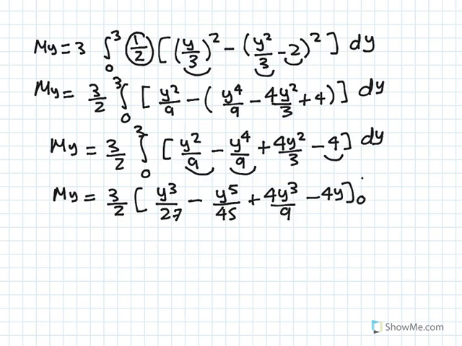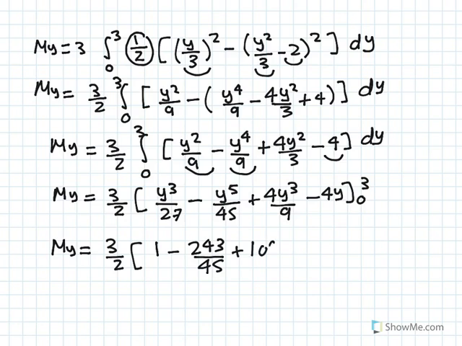Now apply the fundamental theorem of calculus, put the upper limit in and the lower limit. Putting the upper limit, we get 3 cubed, that's 27 over 27, which simplifies to 1. Minus 3 to the power of 5, divided by 45, that gives us 243 divided by 45. Plus 3 cubed is 27 times 4, that's 108, divided by 9, minus 12. Subtract, and put 0 in, it's just all going to be 0.